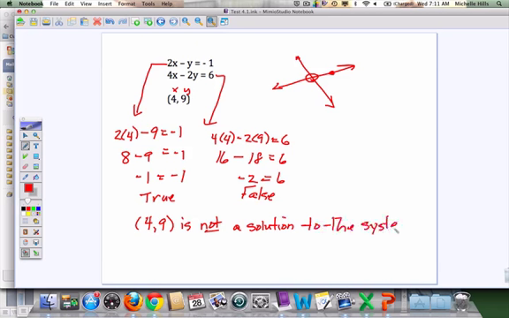Kind of hard to write on this thing sometimes. So that's learning target 4.1.